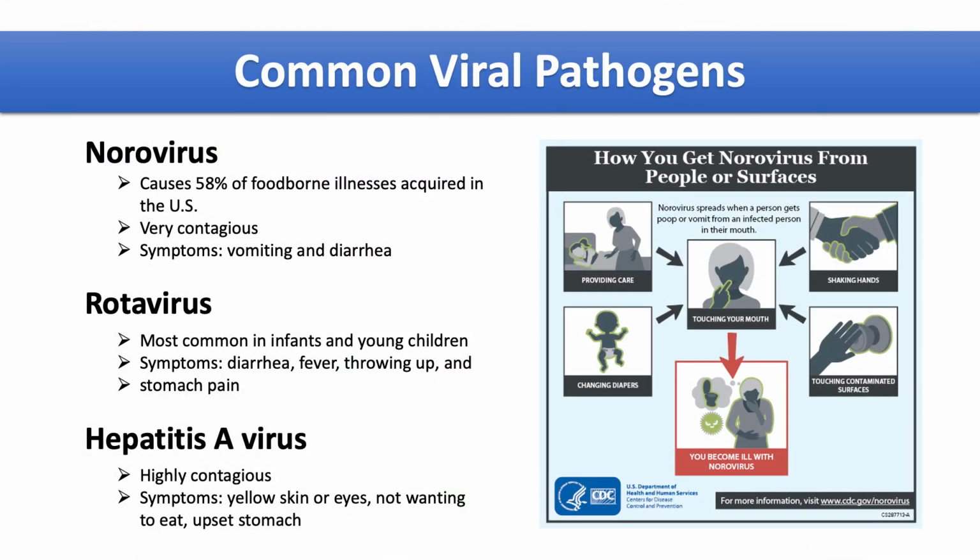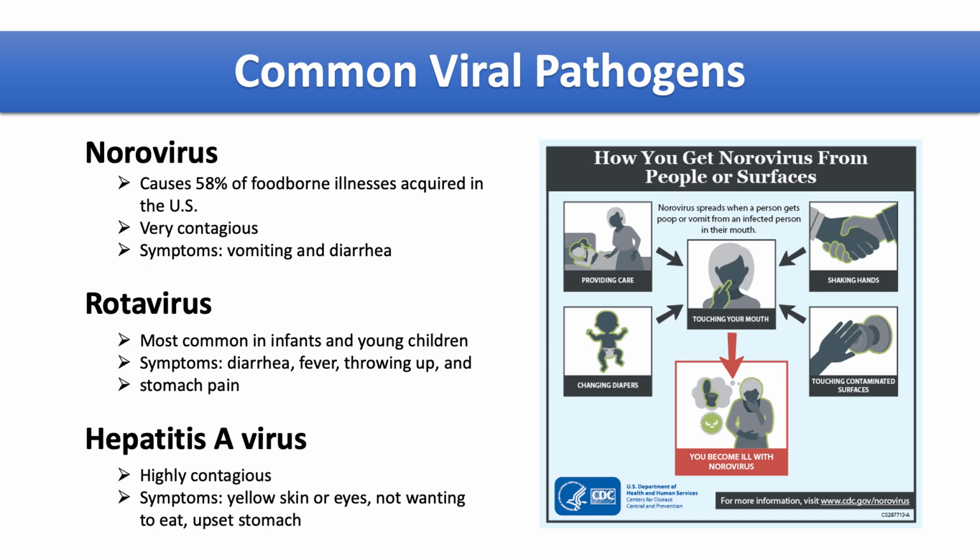The most common foodborne virus, which is also the most common causative agent for foodborne illnesses, is norovirus, which accounts for 58% of foodborne illnesses in the United States. It is very contagious, and outbreaks usually happen in an enclosed area with a high density of people, such as a cruise ship. Common symptoms for norovirus infection include vomiting and diarrhea. Another foodborne virus is rotavirus, which is the most common cause of severe gastroenteritis in infants and young children.